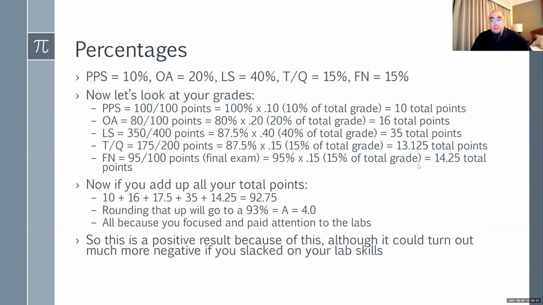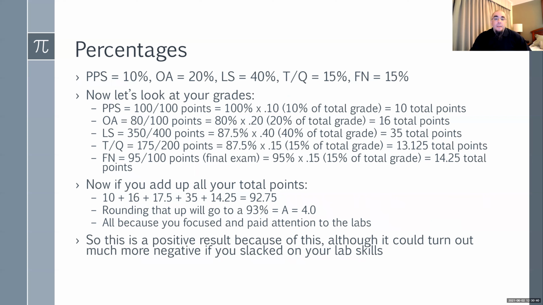So PPS, 100 out of 100, means we get 10 total points for the class. 80 out of 100 nets you 16 total points for the class in outside assignments. 350 out of 400 is going to net you about 35 total points out of the 40 points that you would normally have. Tests and quizzes, 13.5, 14.5.